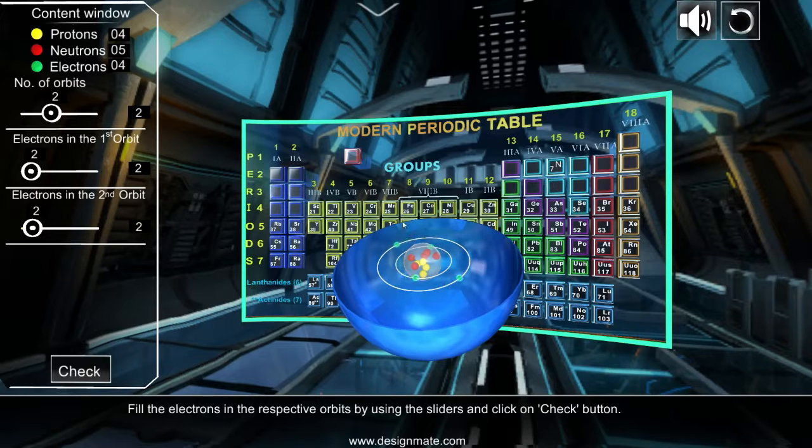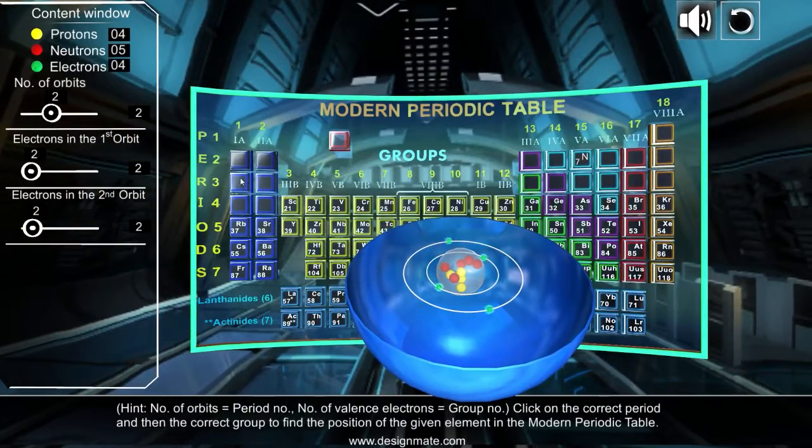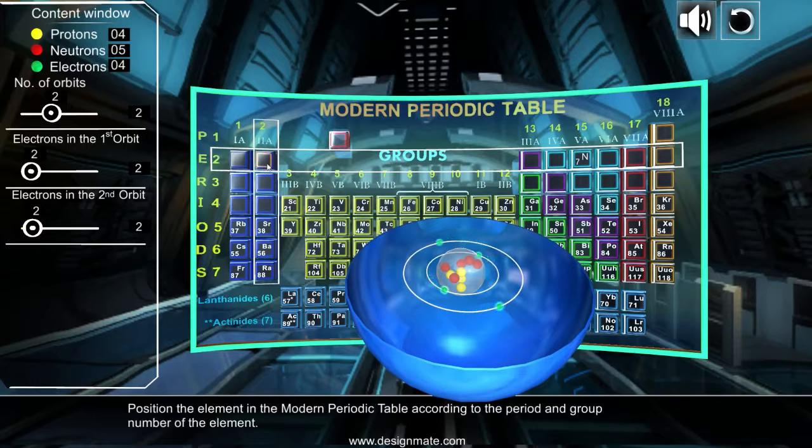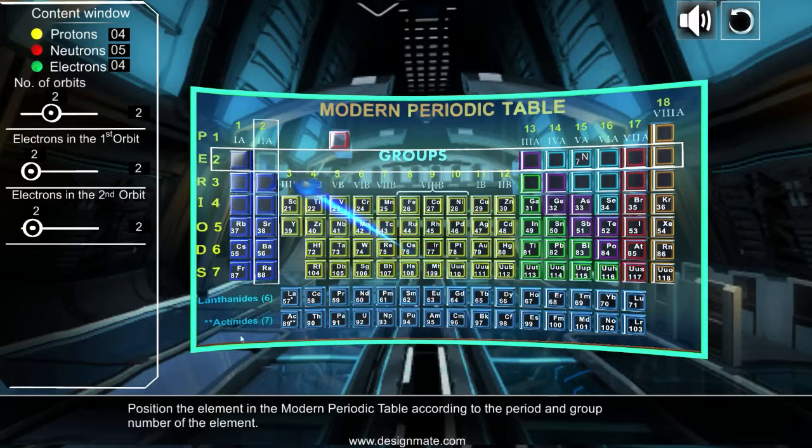Since there are 2 orbits, the period number is 2. As you can see here, there is a hint: the number of orbits is equal to the period number and the number of valence electrons is equal to the group number. So the second period and of course the second group. So this is the correct position of the element, and the element is beryllium.